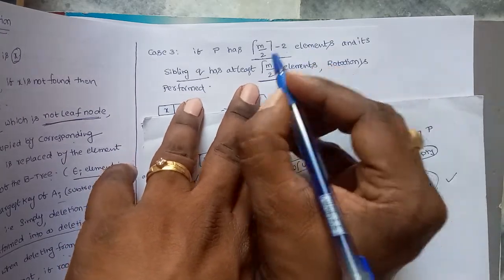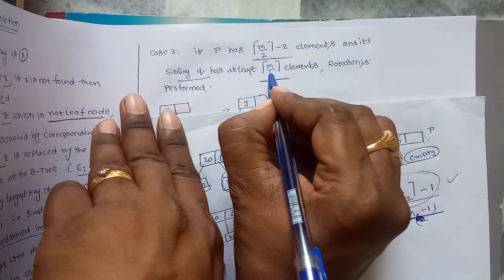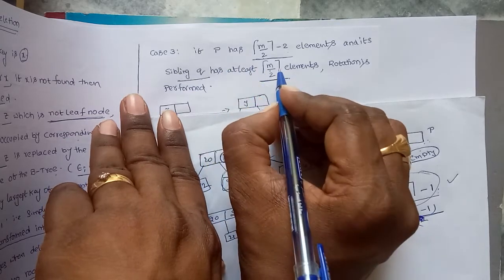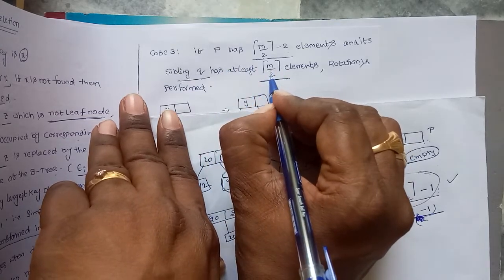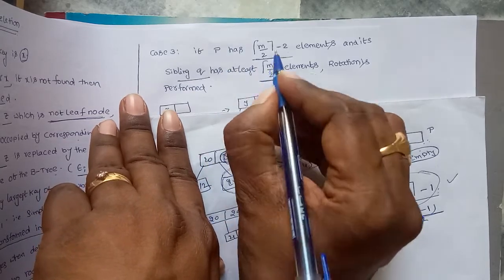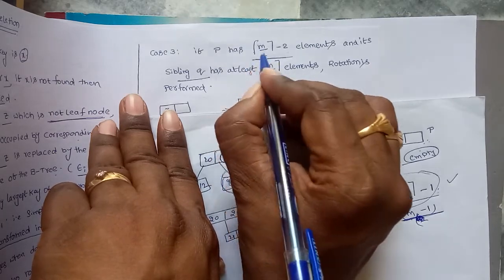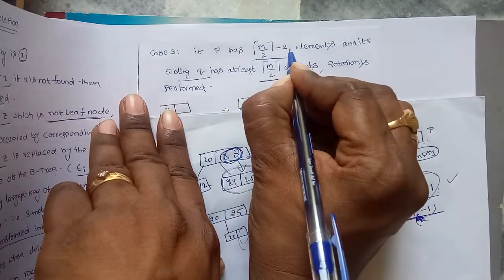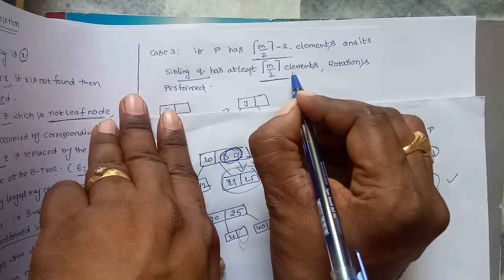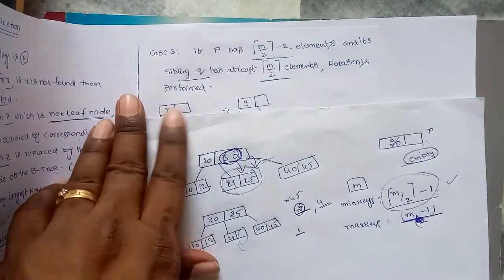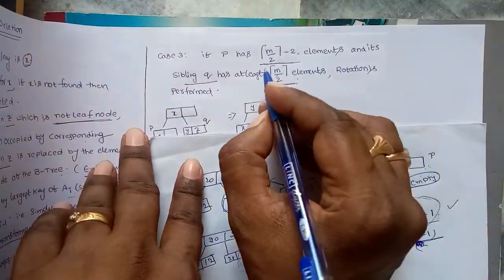Then what will we do? Simply we will borrow an element from Q to P. After borrowing, one element from Q is copied into P. Then P has m/2 minus 1 elements and Q has m/2 minus 1 elements. No problem. Okay, so remember the case.